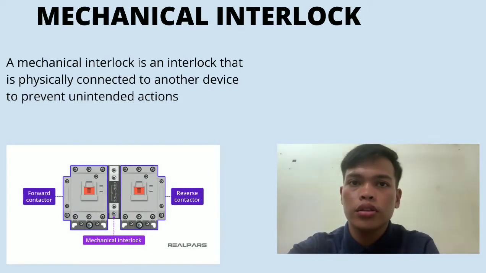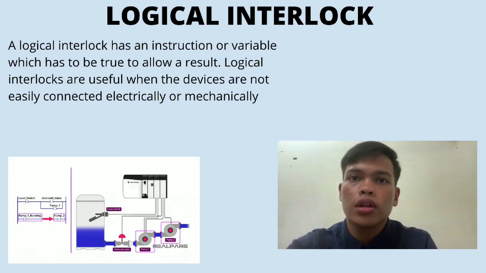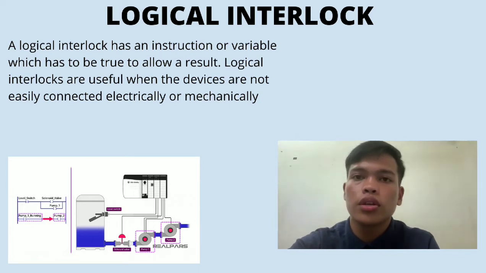A mechanical interlock is an interlock that is physically connected to another device to prevent unintended actions. An electrical interlock is an interlock that is used to restrict current flow between two or more devices. These types of interlocks use normally open and normally closed contacts to prevent another device from turning on. And lastly, a logical interlock has an instruction or variable which has to be true to allow a result. Logical interlocks are useful when the devices are not easily connected electrically or mechanically.